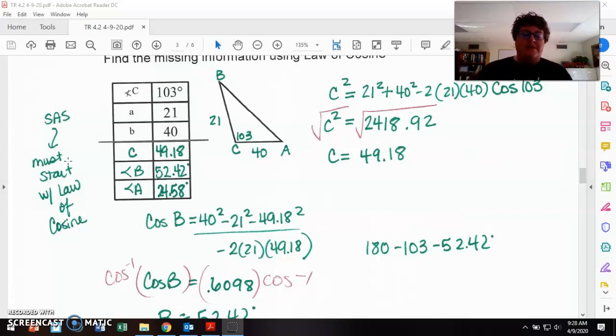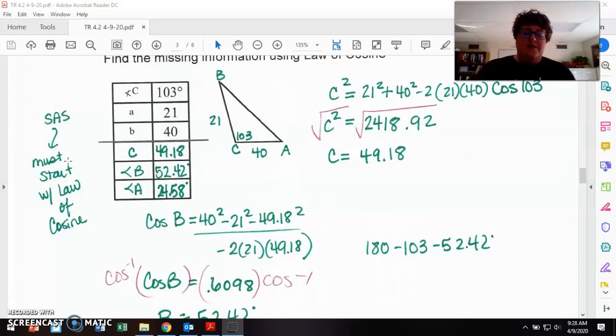But so they can go back and forth depending on what you're given. So again, side angle side, which means you're going to find the side that corresponds with the angle you're given. So you find C. Remember to take the square root because you're finding just C, not C squared. And then we have found our largest angle. 103 would be our largest angle.